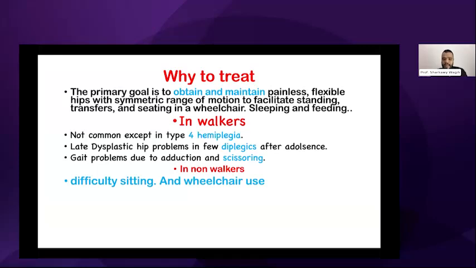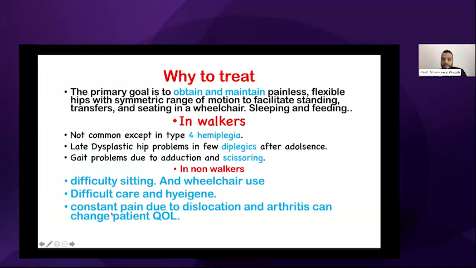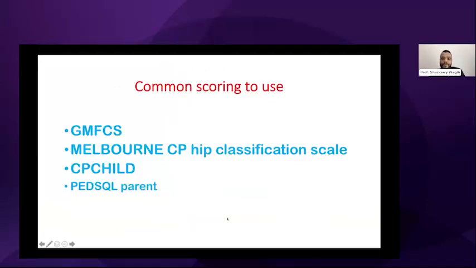They have difficult sitting and wheelchair use. They have difficult care and hygiene. They have constant pain, dislocation and arthritis. They have scoliosis. For scoring, we have many scores to evaluate these people, but the most common is the gross motor function classification. Everybody knows that.